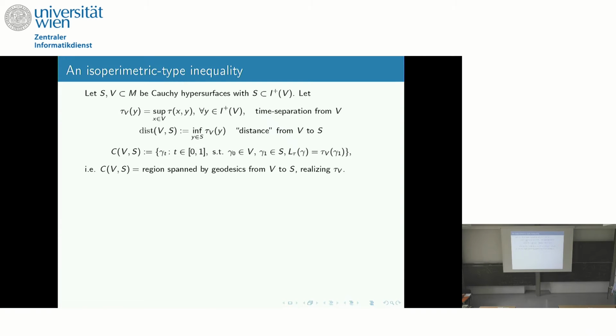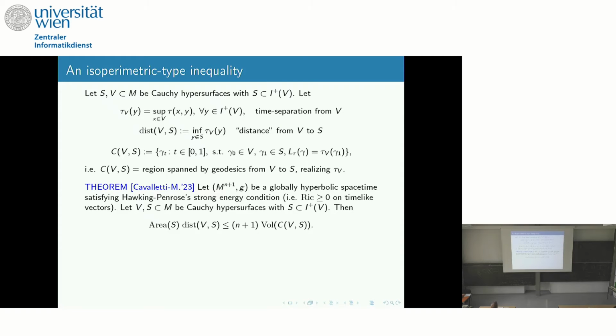That's prevented by global hyperbolicity. Okay, and then that's all the notation, and we can get the following statement, which is joint work with Fabio Cavalletti.